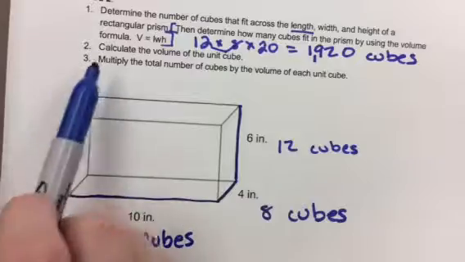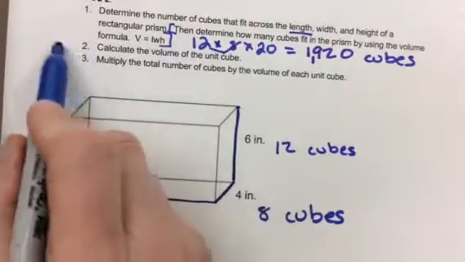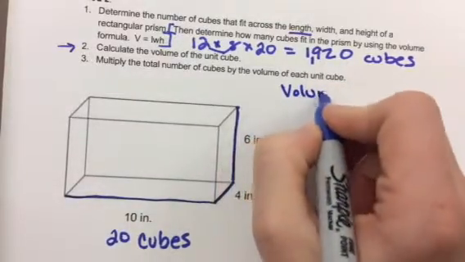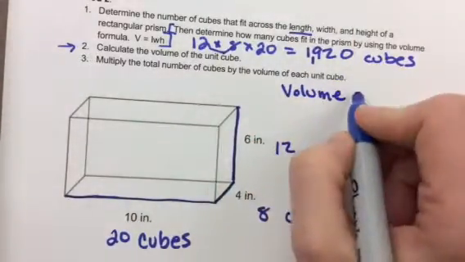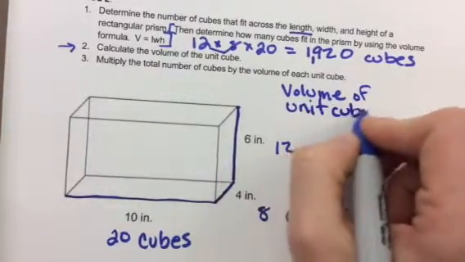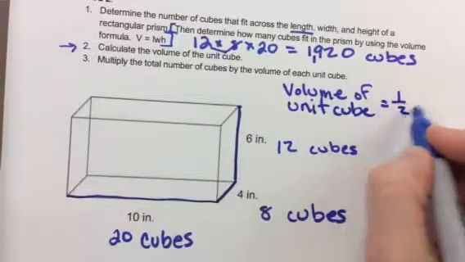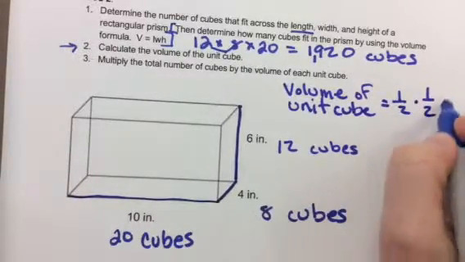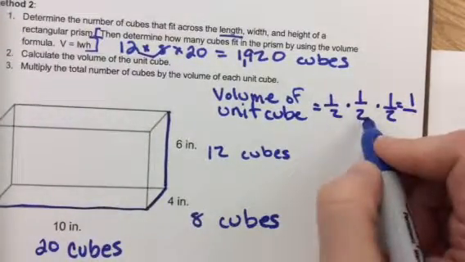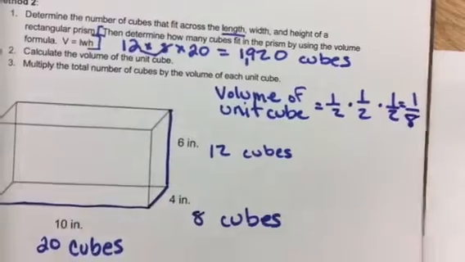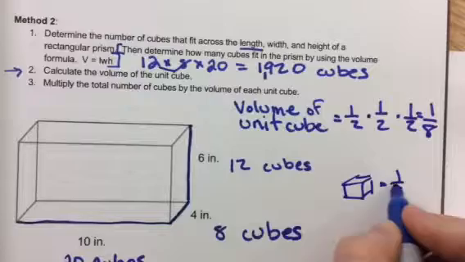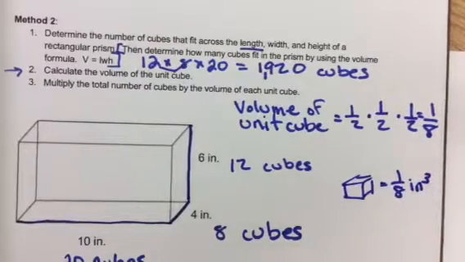Now we can calculate the volume of each unit cube. Well, each unit cube is 1/2 by 1/2 by 1/2. Just going to label this for you. So 1/2 times 1/2 times 1/2, which equals 1 over 2 times 2 is 4, times 2 is 8. So each unit cube's volume equals 1/8 inches cubed.